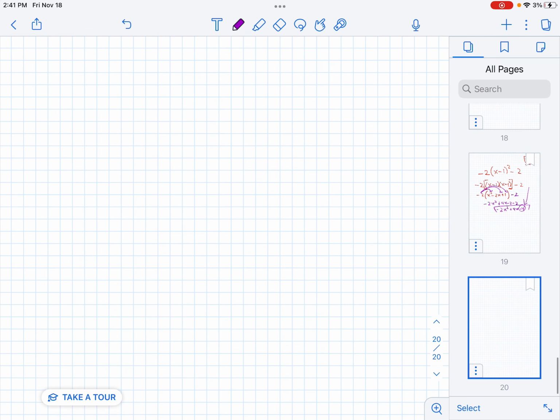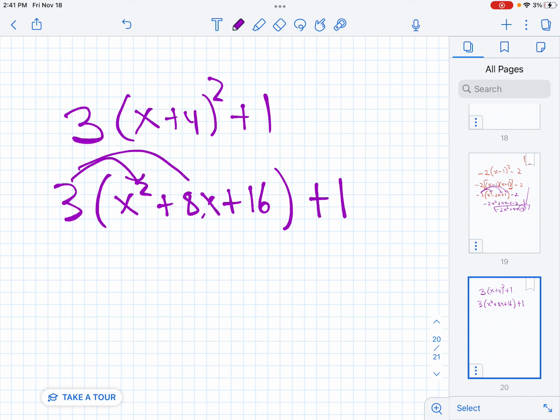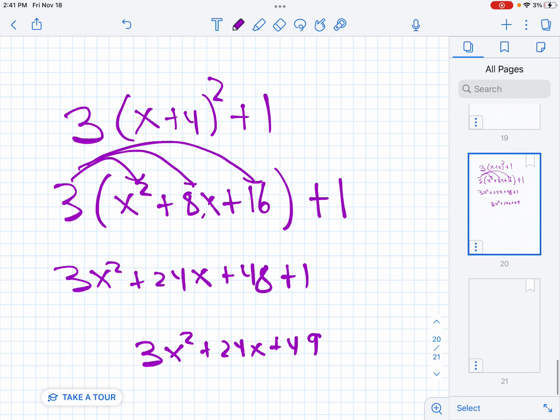Okay, this question, let's turn this guy into standard form. So we've got 3 parentheses x plus 4 squared plus 1. All right, so we got 3 times x squared plus 8x plus 16 plus 1. And then distribute, 3x squared plus 24x plus 48 plus 1, 3x squared plus 24x plus 49. Okay.